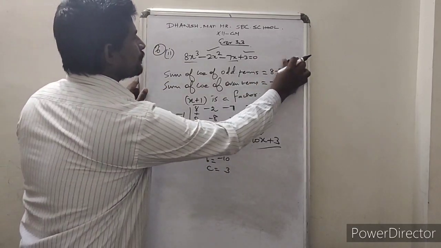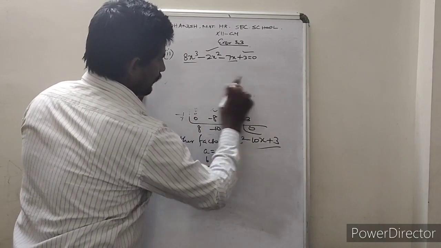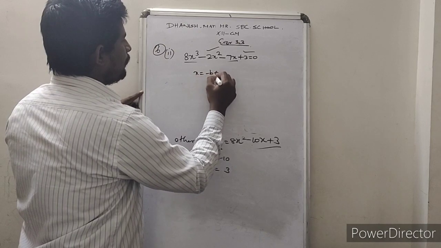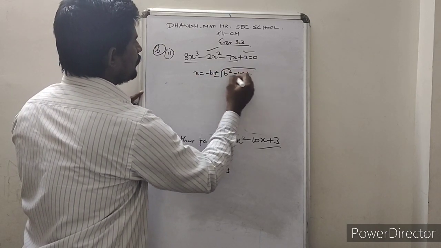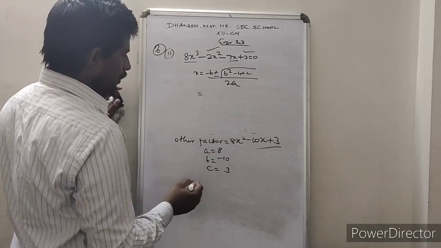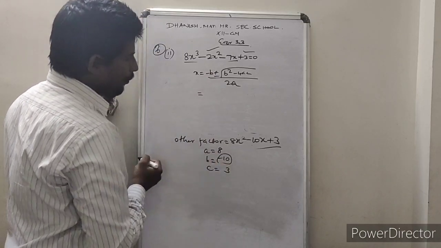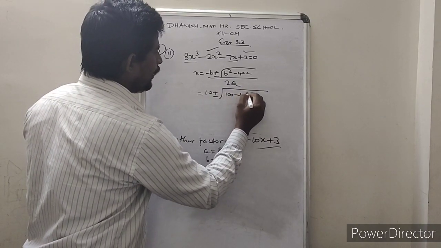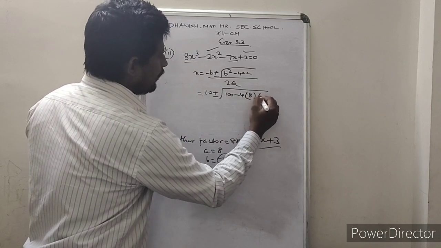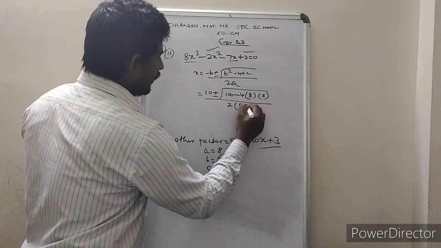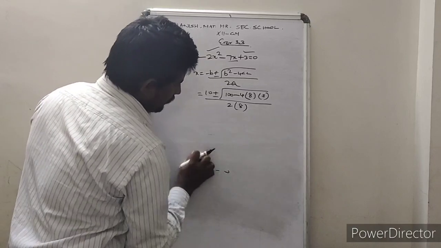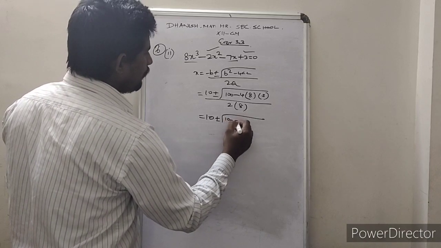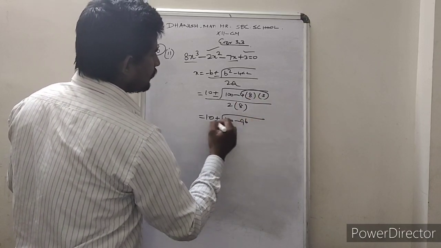Now, I am going to use the formula. x equals minus b plus or minus root b square minus 4ac divided by 2a. So, this is minus b; here we already have one minus, so it will become plus or minus root b square, 100, minus 4 into a, which is 8, into 3, divided by 2 into 8. So, this is equal to 10 plus or minus root 100 minus 96, divided by 16.